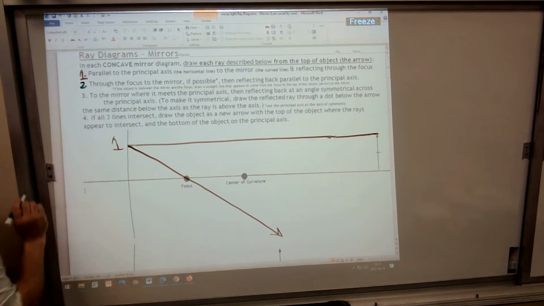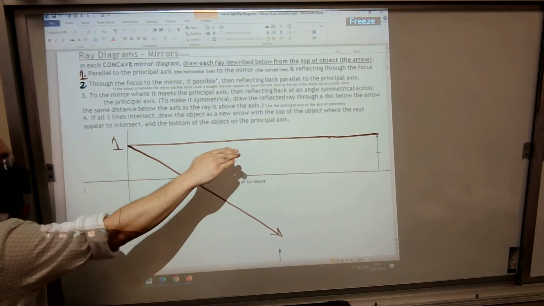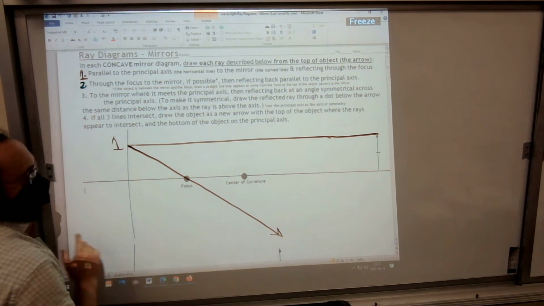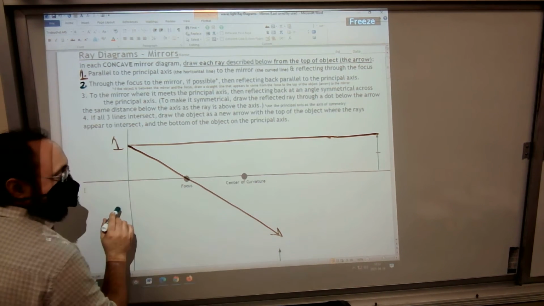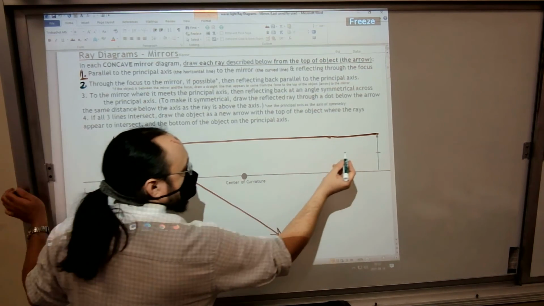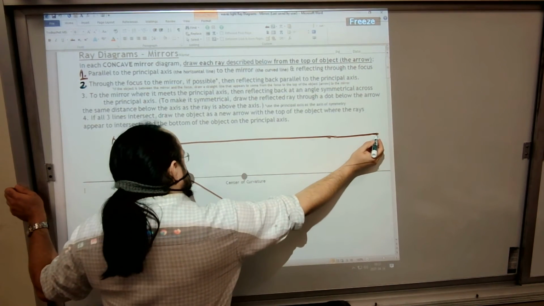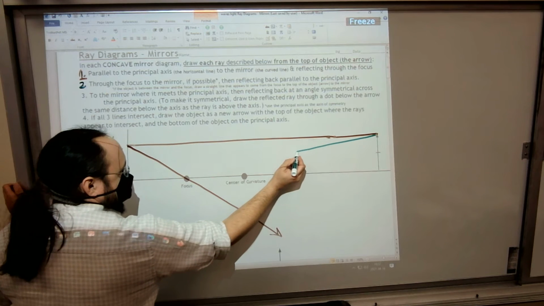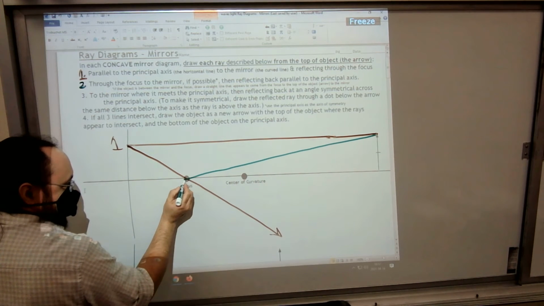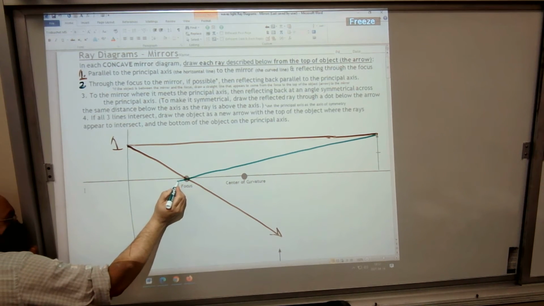Ray 2. Just like before, ray 2 is opposite ray 1. Ray 1 went straight in and then through the focus. Ray 2 goes through the focus and then straight out, like this. Through the focus.